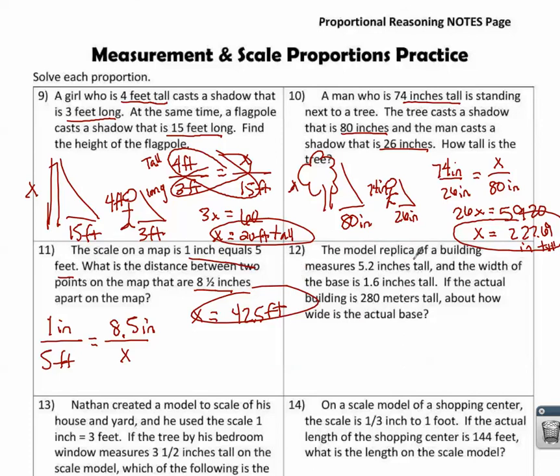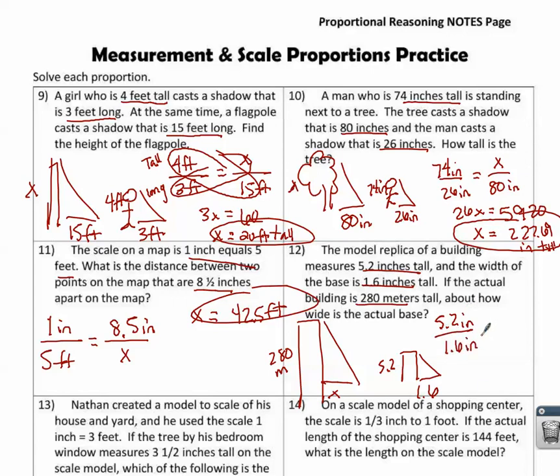Last example. The model replica of a building measures 5.2 inches tall, and the width of the base is 1.6 inches. If the actual building is 280 meters tall, what is the actual base? So I know everything about my replica, so I'm going to say 5.2 inches tall over a base of 1.6 inches. Okay, so that's height over width. So when I write my new ratio, again, it's going to be height over width.